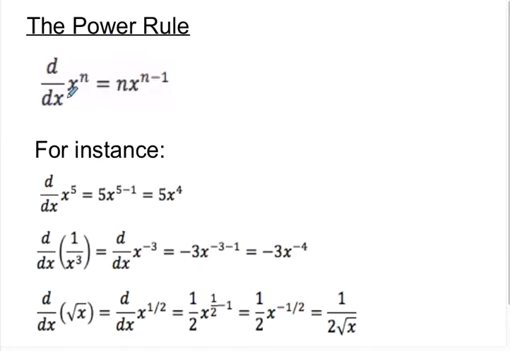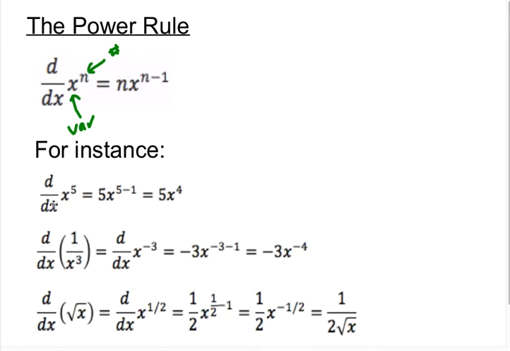For the power rule, if you're given some x to a power, so x has to be your variable, n has to be a number, right? So if you have an x to a number and you want to differentiate, you do that by dropping the n down in front as a coefficient and then lowering the exponent by 1.